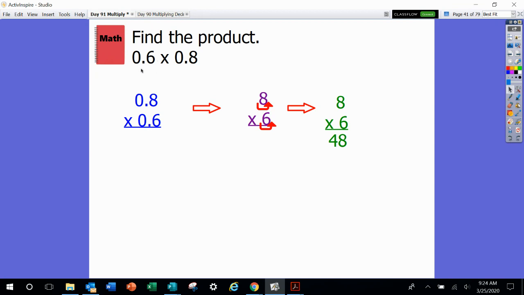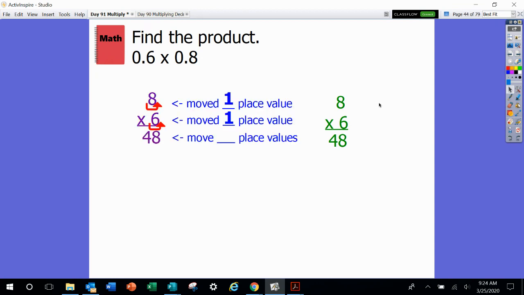But I know that a number less than 1 times a number less than 1 is not going to give me 48. That just does not make mathematical sense. So let's go back and remember. I have 1, 2 numbers total behind the decimal point in my problem. So I'm going to have 2 numbers behind the decimal point in my answer. My final answer is 48 hundredths.